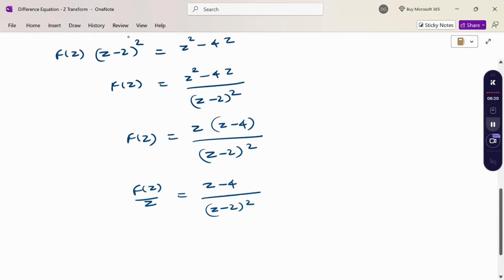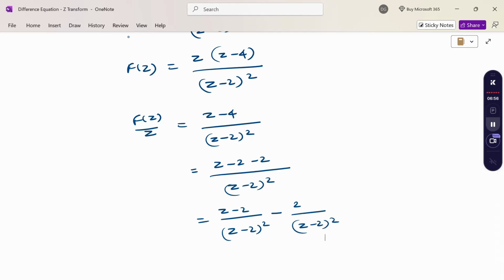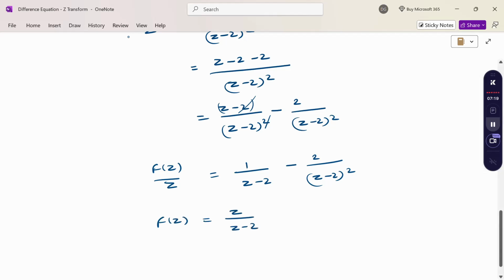Here we can use partial fractions, convolution, or the residue theorem, any one method. But before that, I am going to try any simplification possible. The numerator is z minus 4, the denominator is z minus 2 whole square. I split the numerator z minus 4 as z minus 2 minus 2. So one term cancels with the denominator: 1 by z minus 2 minus 2 by z minus 2 whole square. Now f of z equal to z by z minus 2 minus 2z by z minus 2 whole square.